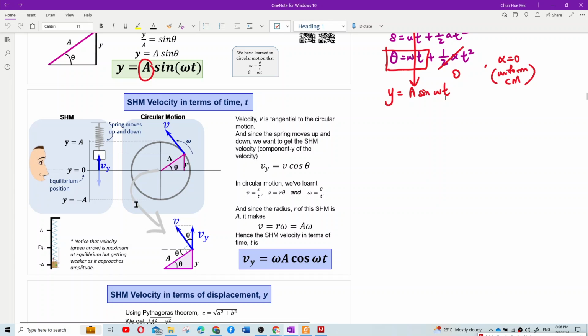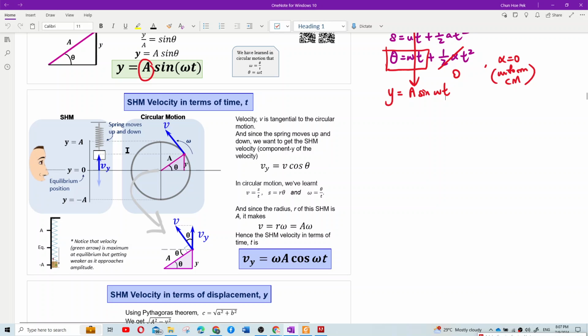of the spring mass. So the y component of this velocity is the equation for velocity for the simple harmonic motion. So the y component is V cos theta. Since V is equal to R omega or A omega, the y component of A omega is A omega cos omega t. A omega cos theta, theta is omega t. So this is the formula for V, the velocity for the simple harmonic motion.